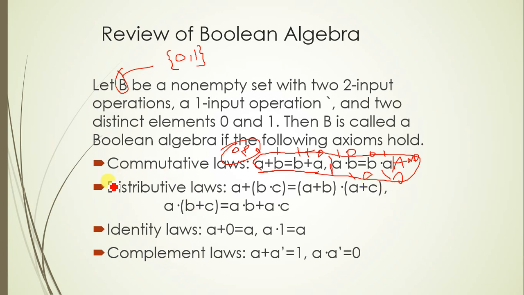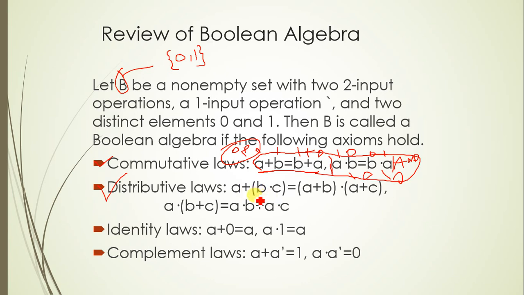Next thing is distributive law. Distributive law states that whatever way it is being distributed, it has to be properly distributed among the individual components. That is, A plus B into C is equal to A plus B into A plus C. That is what has happened, right?